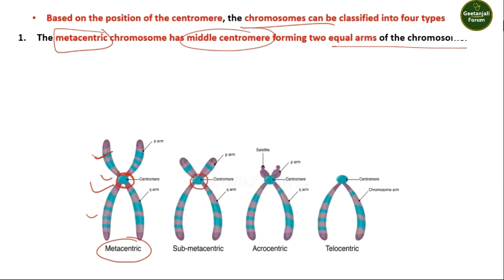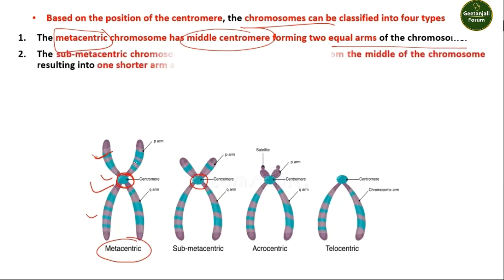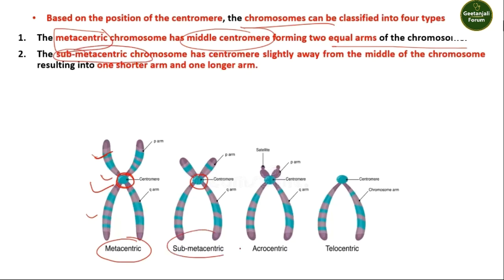This location of the centromere divides the arms of the chromosome equally on both sides. Then submetacentric chromosomes, this one. In this type, the centromere is slightly away from the middle of the chromosome. Because of this, one arm is smaller and the other arm is longer.